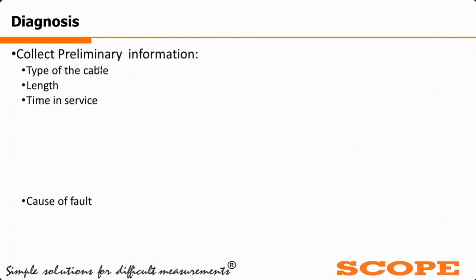In the diagnosis step, we will record the exact type of the cable. That means we will note down the voltage rating of the cable, the size of the cable, and the insulation type of the cable. So first we will note down these details. After that, we will note down the approximate length of the cable, which is known to the user, or we will calculate the cable length by using the TDR method of the prelocator kit. I will explain how to calculate it in later slides.